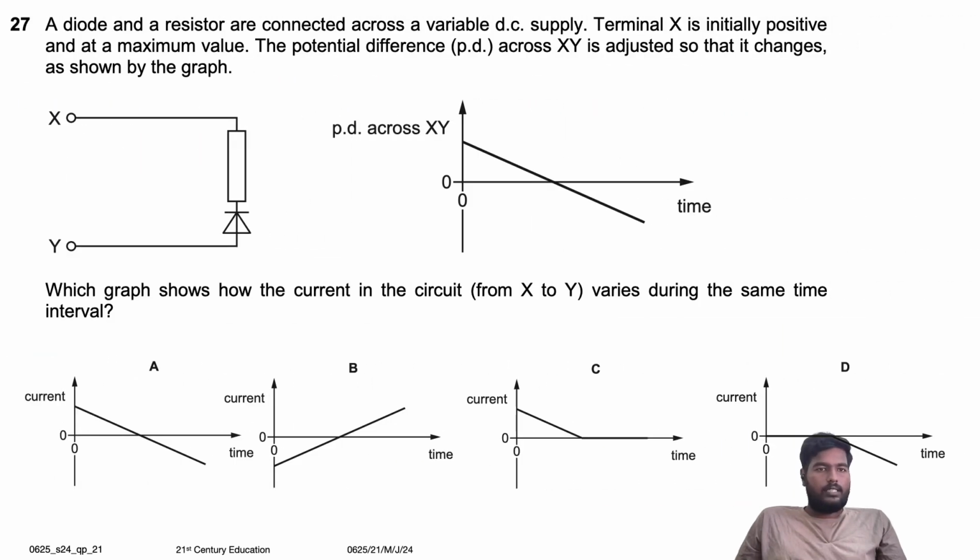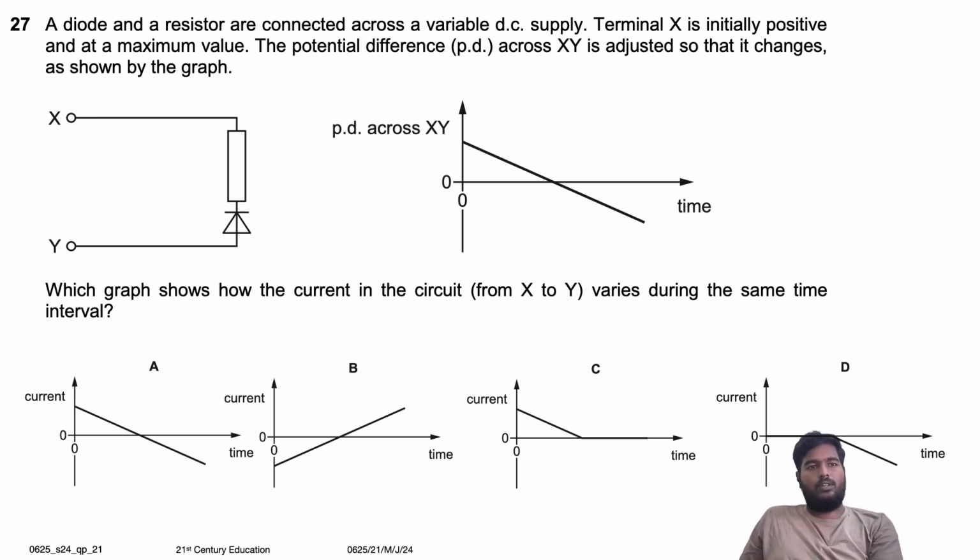A diode and a resistor are connected across a variable DC supply. Terminal X is initially positive and at maximum value. Okay. The potential difference across XY is adjusted so that it changes as shown by the graph. So it changes, it's decreasing over time. So you can see the graph. Which graph shows how the current in the circuit from XY varies during the same time interval.